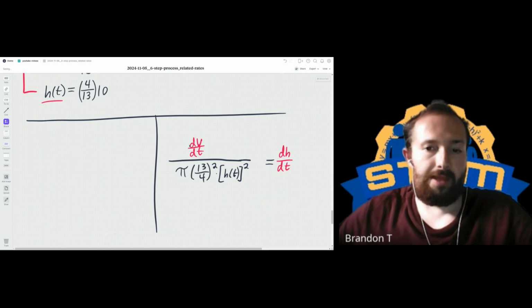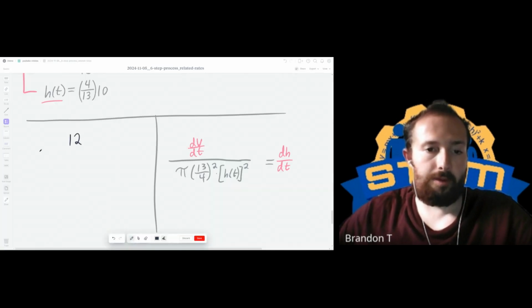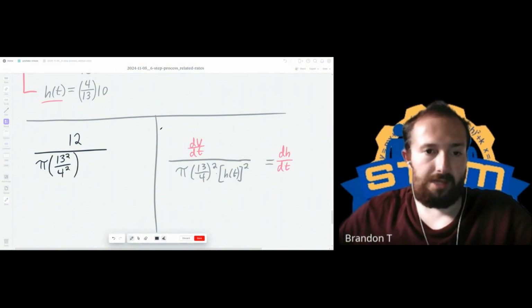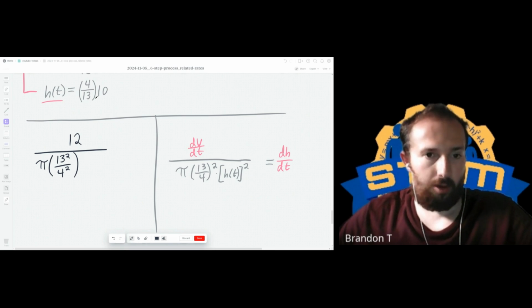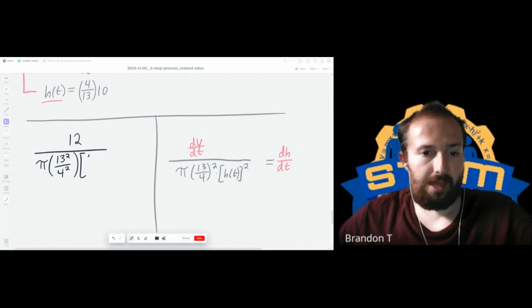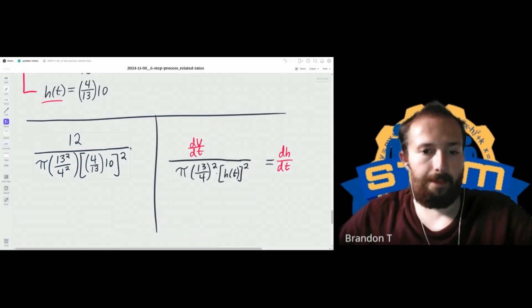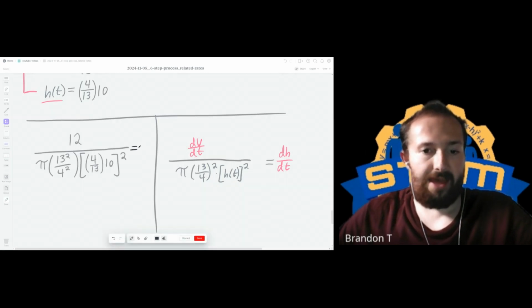This is the equation. And then dV dt is 12, based on what we said before. And then we'll have pi. And then I'm going to move this inside, so it'll be 13 squared over 4 squared. And then times, what is h of t? You could say 40 over 13. I'm going to leave them separated because I can tell basically that a lot of things will cancel out here. So I'm going to leave this as 4 over 13 times 10, the whole thing squared. And that is the dH dt.